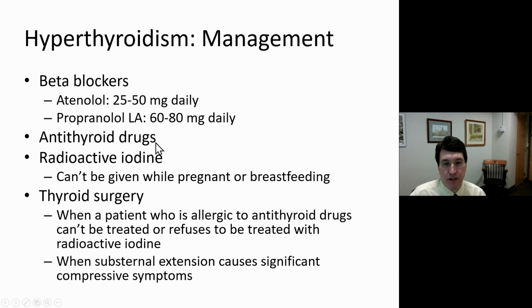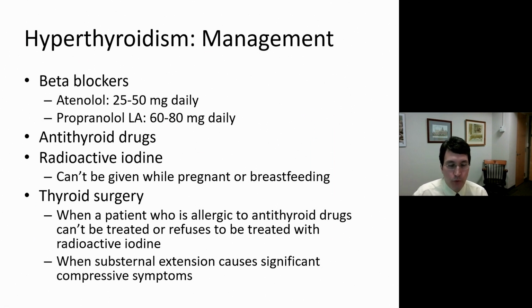Anti-thyroid drugs are a mainstay of treatment. We'll talk a little bit more about those. In patients who want to consider definitive treatment, we often administer doses of radioactive iodine. And the main thing to think about when you're considering referring a patient for this is this can't be given when patients are pregnant or breastfeeding. And if it is given to women of reproductive age, there usually has to be a long enough interval after treatment before they consider pregnancy.